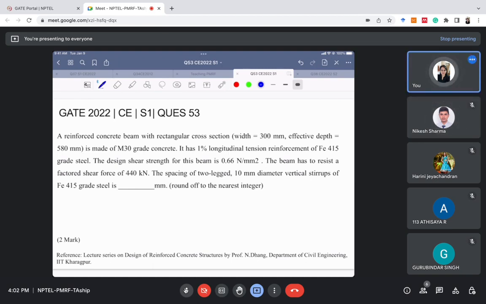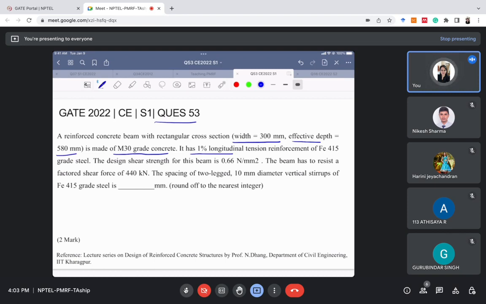So I'll start with shear reinforcement design of RC beam. The question is question number 53 of set 1, GATE 2022. A reinforced concrete beam with rectangular cross section, width and effective depth given to us, is made of M30 grade concrete. It has 1% longitudinal tension reinforcement of Fe415 grade steel.